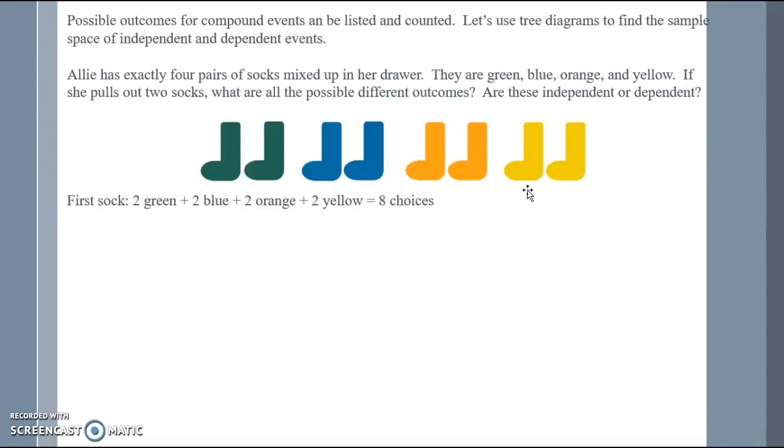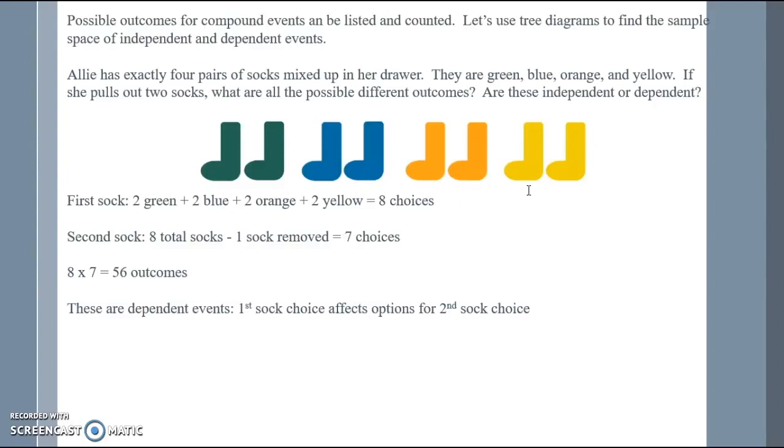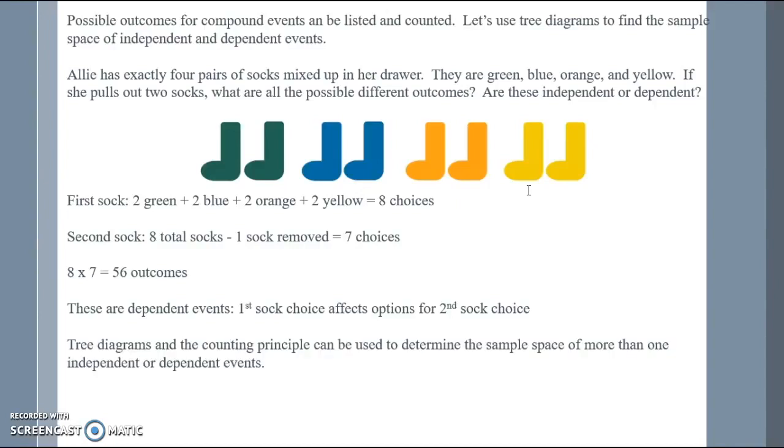So our first sock, we have 2 green plus 2 blue plus 2 orange plus 2 yellow. So we have 8 choices. Our second, if we took away a sock, now I only have 7 choices in my drawer. So I have 8 socks times 7 socks, so 56 total different outcomes. These are dependent because my first sock choice definitely affects my option for my second choice, because I don't have an additional sock in there.